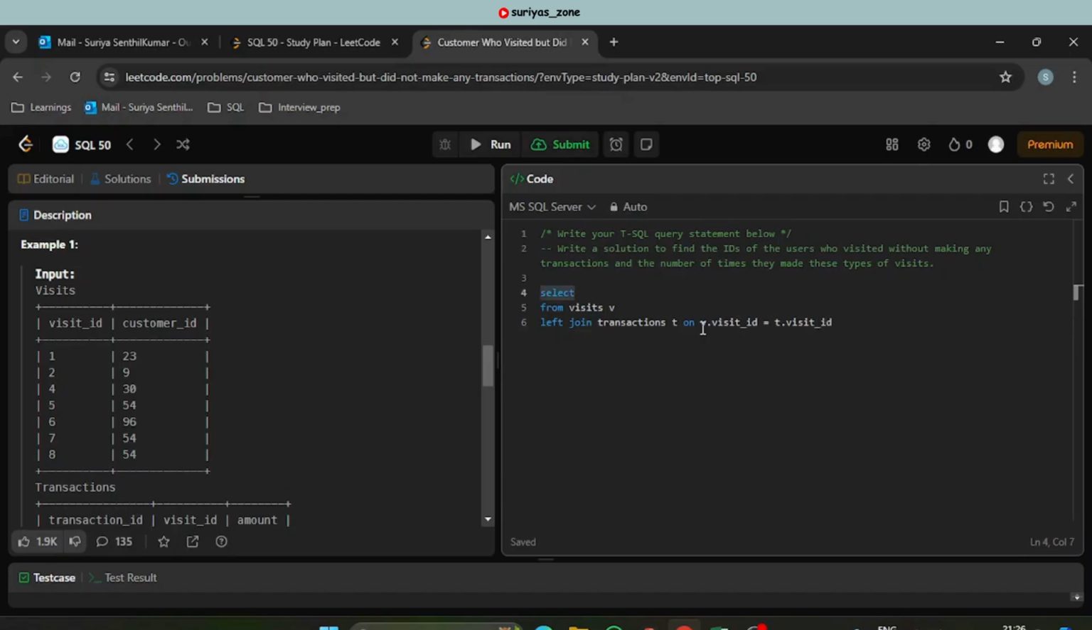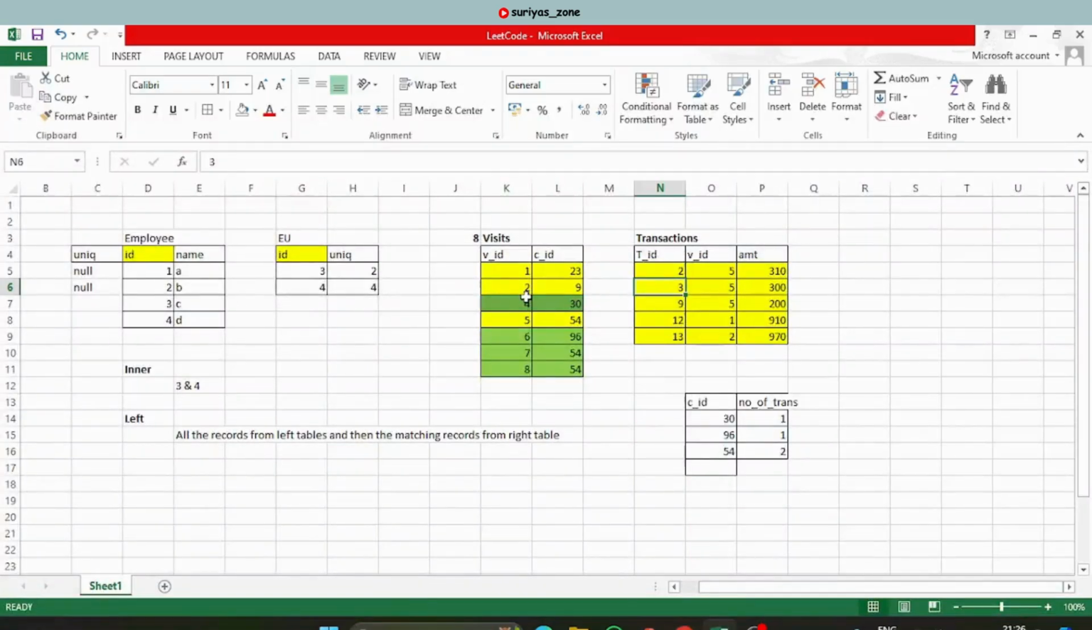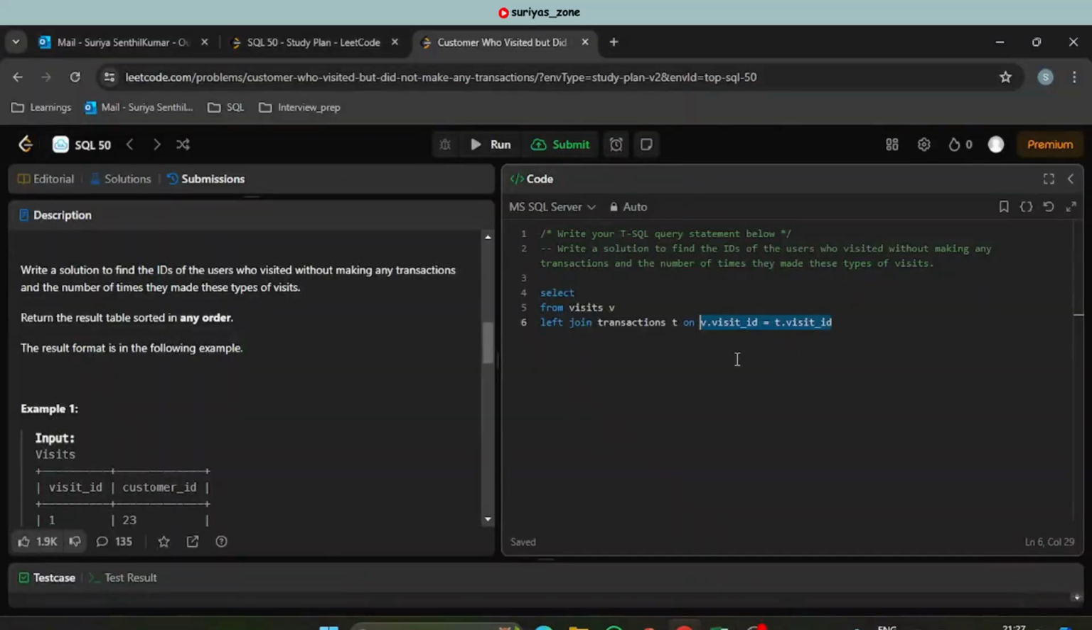Okay, and then the next thing we need is only the customers who visited without making any transaction, which means these two should not match, right? If the visit id between my visits and transactions table is matching, then that particular guy had visited the mall and done the transaction as well, right? That is how the data defines it, and that is how the problem also defines it.